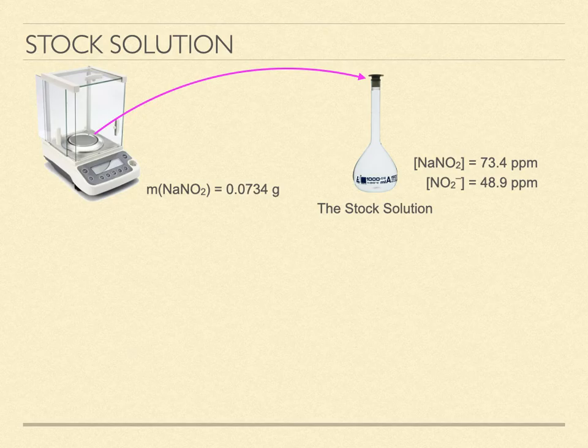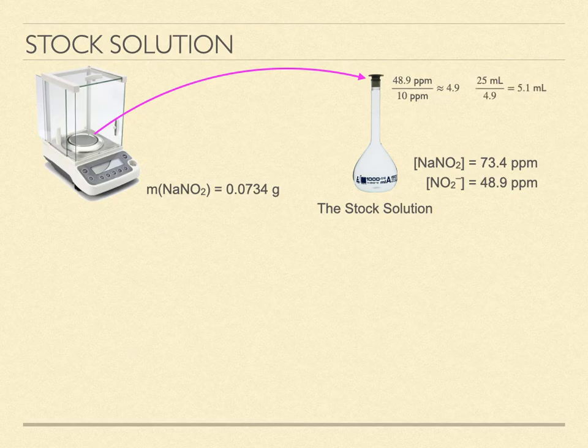We'll only need a few mils of each solution to run the calibration experiment, so let's work with 25 milliliter volumetric flasks. As an example, how would we make up the 10 ppm solution? Our stock solution is 48.9 ppm, so we want a dilution of about 48.9 over 10, which is about 4.9. So a final volume of 25 milliliters would require putting in about 25 over 4.9 or 5.1 milliliters.